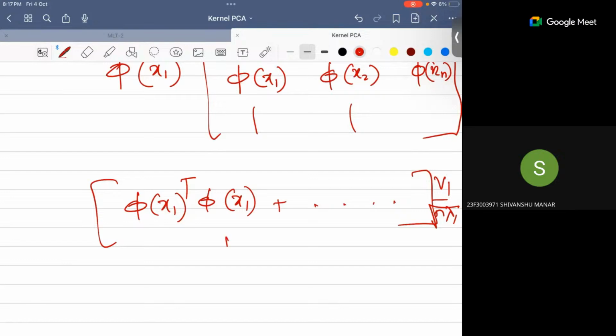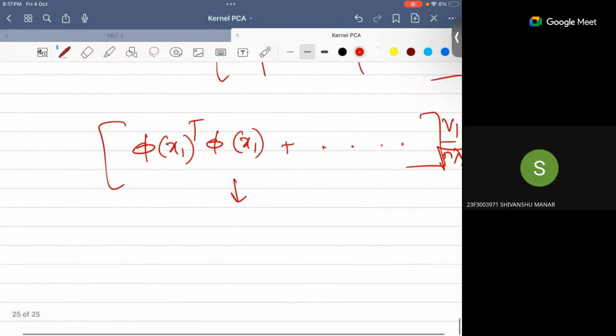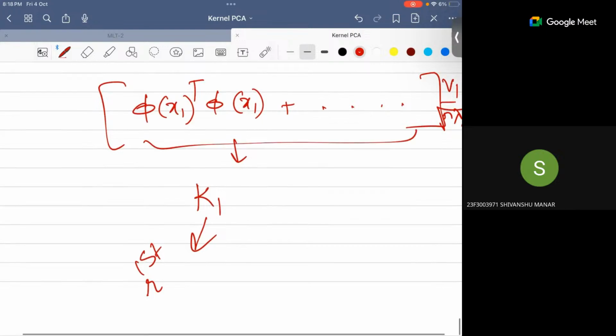Now, just try to write it. This is basically k1 only, the first row of the kernel matrix. Now this one we can calculate using that formula, one plus xi transpose xj whole power p. You can calculate it from there also. This is the first row of your kernel matrix that you are having.